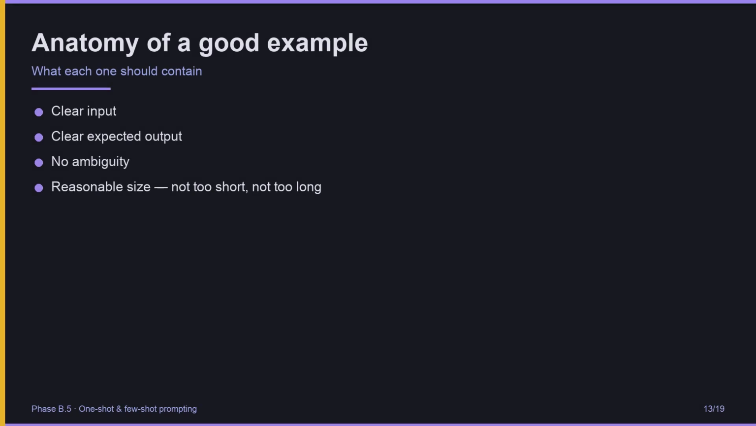Anatomy of a good example. Clear input, the question or task is unambiguous. Clear expected output, the answer or result is exactly what you want. No ambiguity, a human reading it would not stop and wonder what you meant. Reasonable size, not so short it teaches nothing, not so long it dilutes the pattern. 3 to 5 lines per example is usually right.